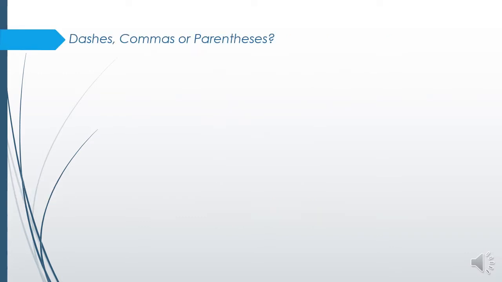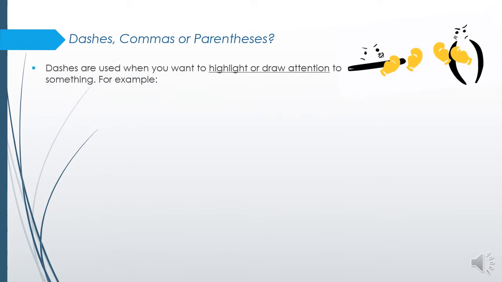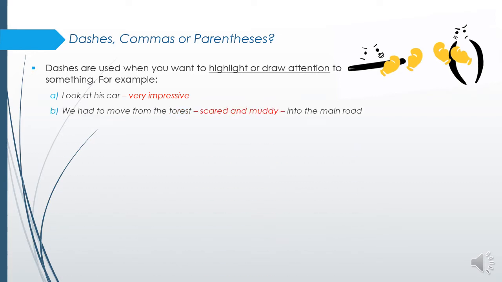Please go to page 35, dashes and commas, and we'll throw parentheses in with them as well. When do we use dashes? Well, dashes are used when you want to highlight or draw attention to something in a sentence. For example: "We had to move from the forest, scared and muddy, into the main road." "Scared and muddy" are the phrases in your sentence that you want to draw attention to or highlight for the reader.